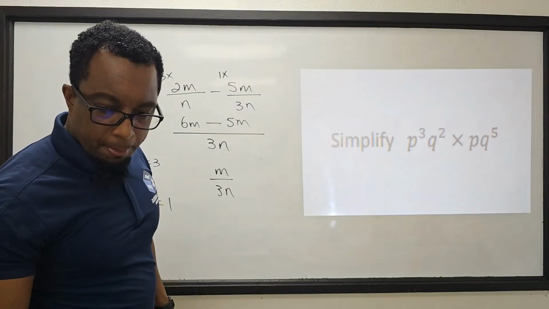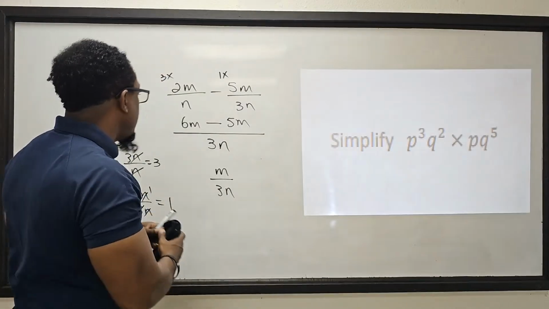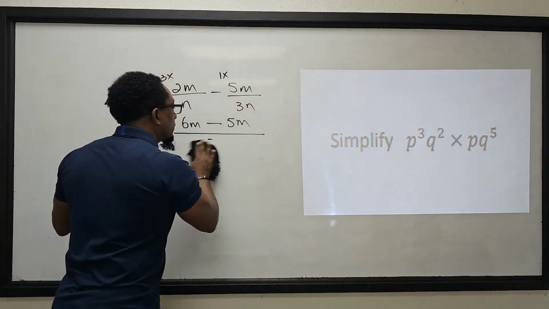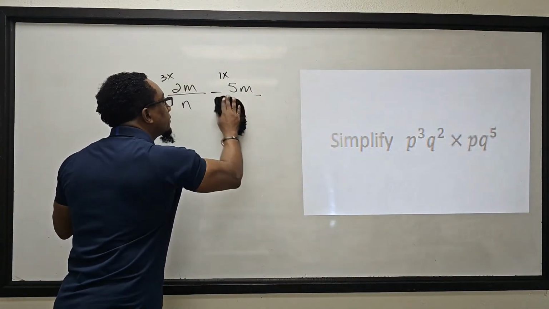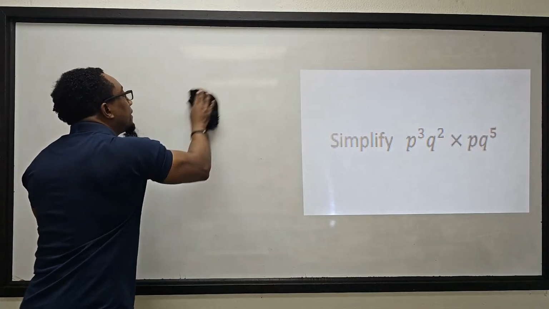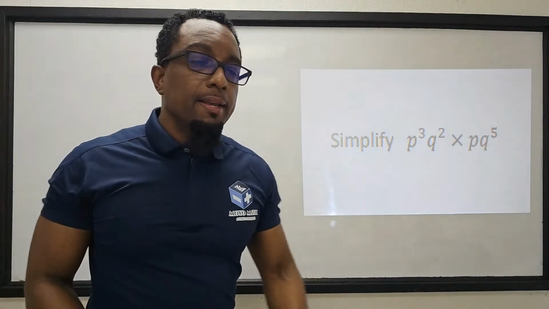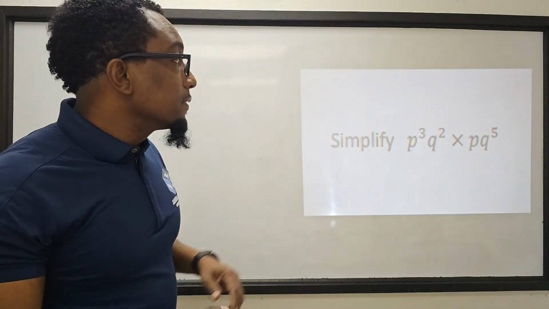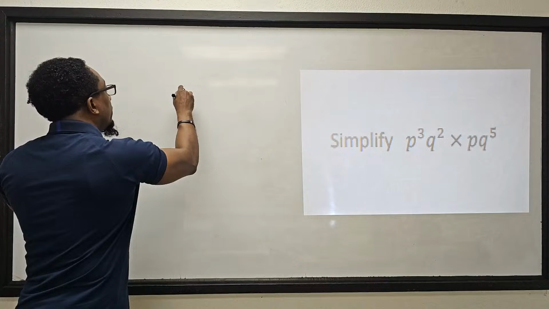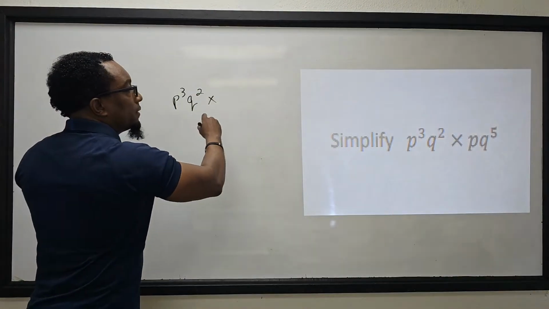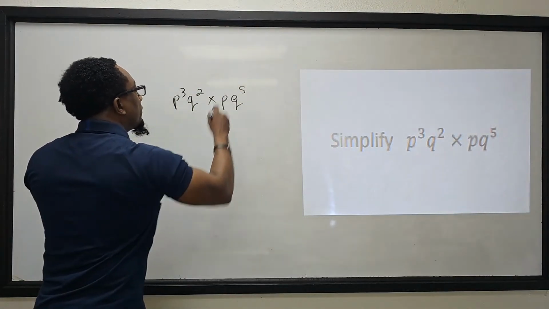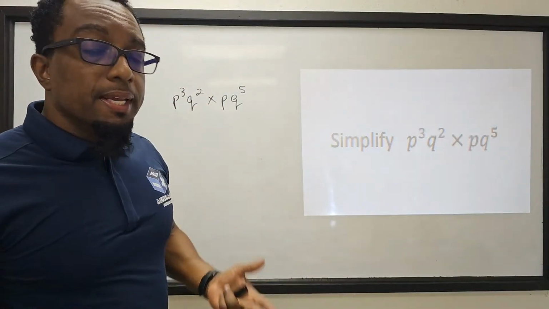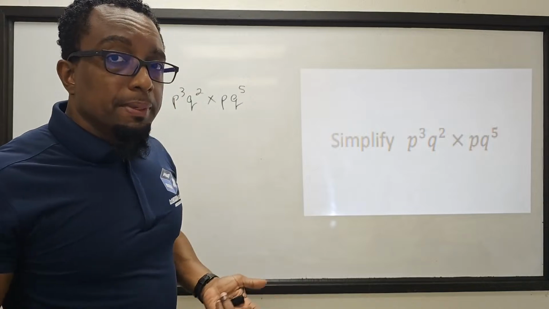So they want us to simplify the expression. Of course, you can simplify by multiplying quantities. Those are quantities or terms. So we have p cubed q squared, multiplied by p to the power of 5. So we want to simplify through multiplication. And this will also fall under indices, the rule of multiplication of indices.